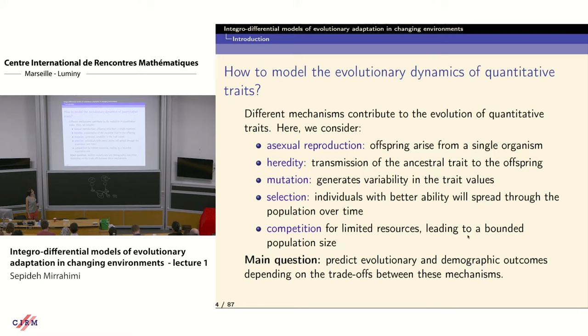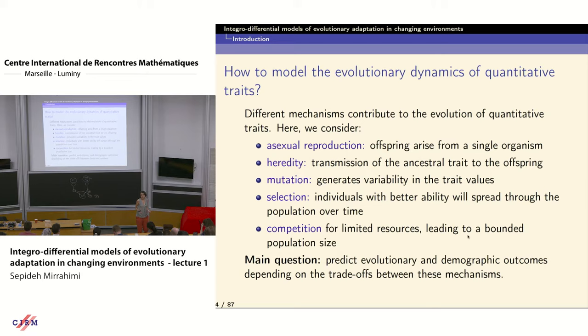And so several mechanisms would contribute to the evolutionary dynamics of a population. And the ones that we will take into account here are the following. First of all, we will consider asexual reproduction, for instance, bacteria or viruses. And of course, we take into account heredity, the fact that their genetic information would be transferred to the offspring from the parents. And also we have some mutations which generate some variability in the phenotype or in the genes. And we take into account selection.